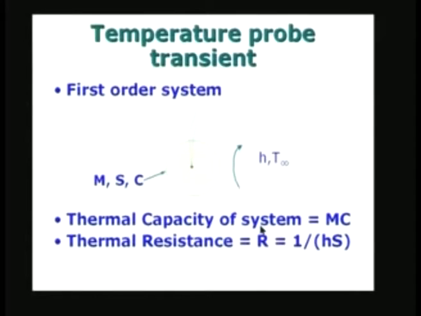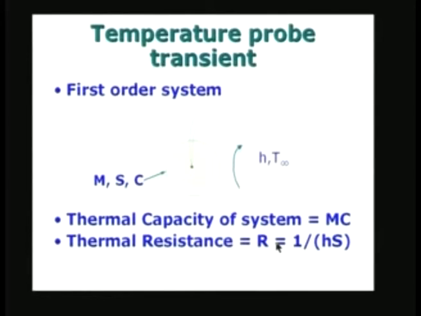The thermal capacity of the system is the product of mass and the specific heat, which is important. Mass times the specific heat, that is m into C. So, C is joules per kilogram Kelvin and m is kilogram, therefore, it becomes joules per Kelvin, that is the unit of thermal capacity. And then you have the thermal resistance, which is nothing but 1 over the heat transfer coefficient surface area product. And again you will notice that 1 over hS is a resistance. This will be in Kelvin per watt, that will be the unit of that.